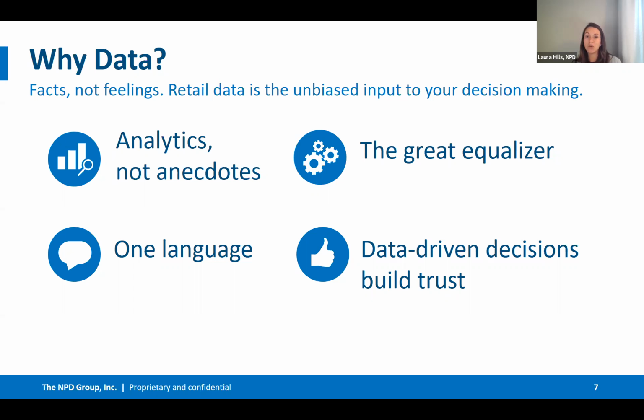Secondly, data is the great equalizer. It levels the playing field and offers all companies in the space or in the market an opportunity to gain a competitive advantage. And certainly in a data-led industry, we see all ships go up. And then one point that I hear all the time from buyers and commercial teams is that data, and particularly NPD data, offers one language at the buying table. One language and one version of the truth. This creates a foundation for productive buying and selling conversations with the retailers and with buyers.